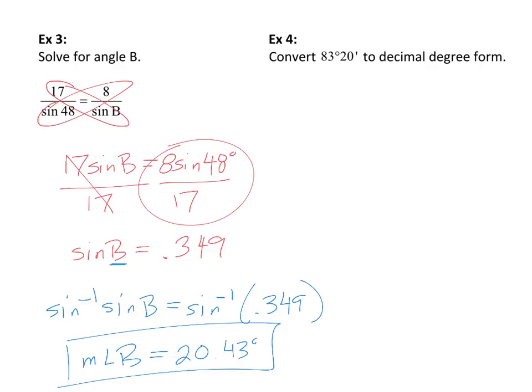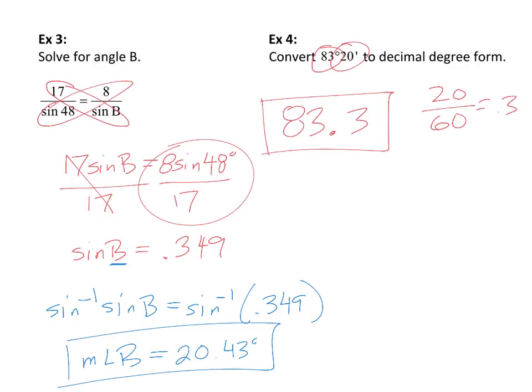Here's a little refresher. Convert 83 degrees 20 minutes to decimal degree form. So 83 degrees, we don't have to do anything there. That's going to be point. Now, what do you do with the 20 minutes? Recall that you take minutes and divide by 60 to get the equivalent decimal, which is 0.3. And just a little reminder, if you're working with seconds, for example 16 seconds, you would divide by 3,600 to get the equivalent decimal. That's all there is to it.